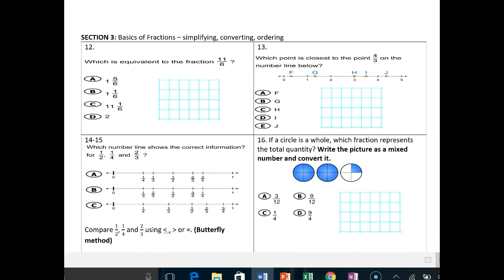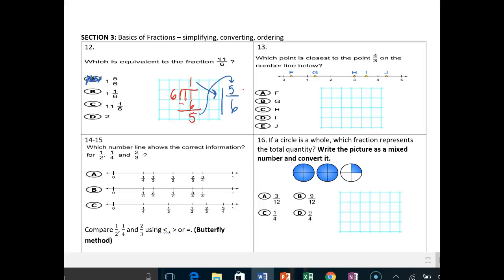All right, number 12, which is equivalent to the fraction 11 over 6? This is an improper fraction, so we divide 6 into 11. 6 goes in 11 one time with 5 left over. So my answer should be 1 and 5 over 6.